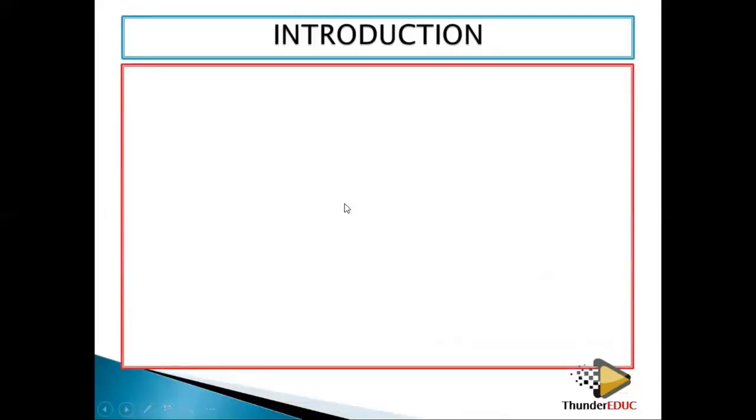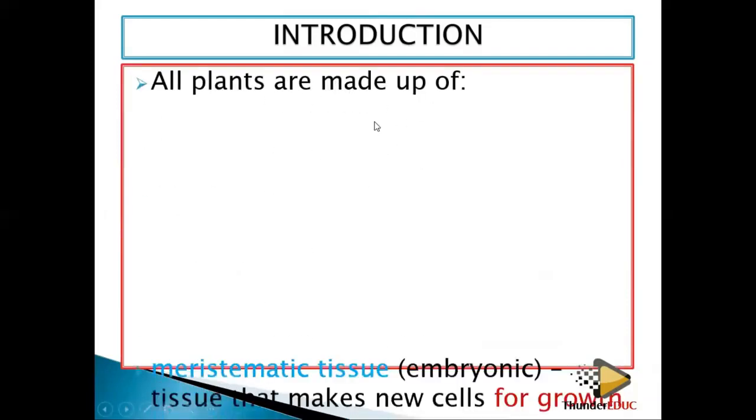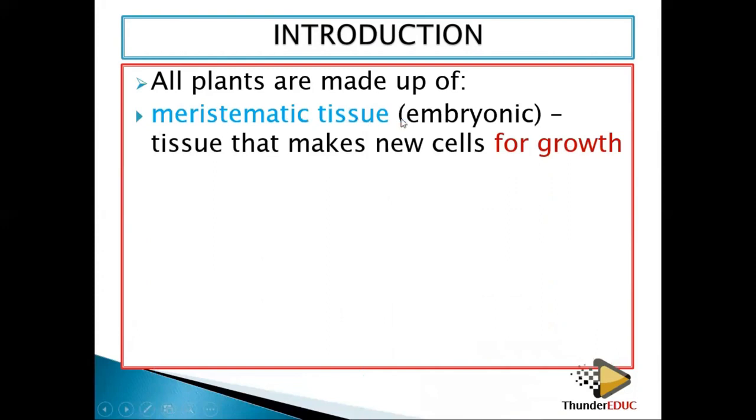So let's look at the introduction. All plants are made up of, number one, meristematic tissues. Those are the embryonic tissues that make new cells for growth. So it means that these cells have the ability to grow.